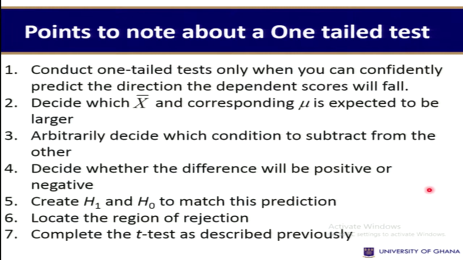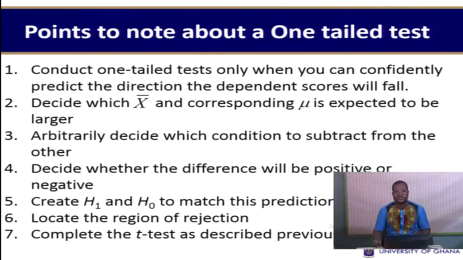So, a few points to note when we are dealing with a one-tailed test. First, we need to conduct a one-tailed test only when we can confidently predict the direction in which the dependent score will fall. If you are not sure where it will fall, whether one will be bigger than the other, then you don't go running a one-tailed test.